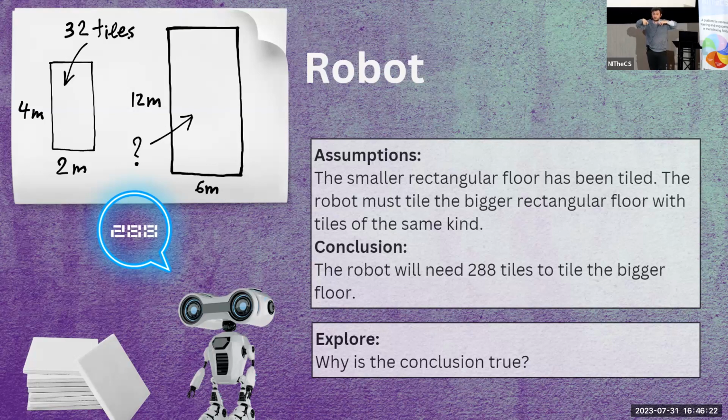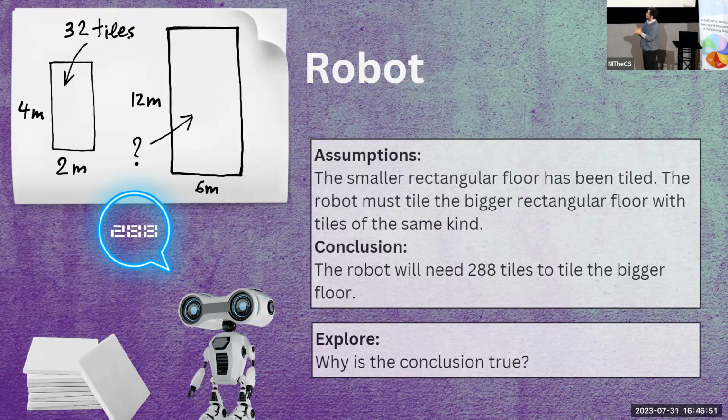And it's very important for a child learning mathematics to understand that there are 2 kinds of mathematical statements. Those that are assumptions, those we don't prove. We still want to understand what they say, but we don't prove them. And then based on them, we prove other things that are conclusions. So the assumptions here are that the smaller rectangular floor has been tiled. The robot must tile the bigger rectangular floor with tiles of the same kind.